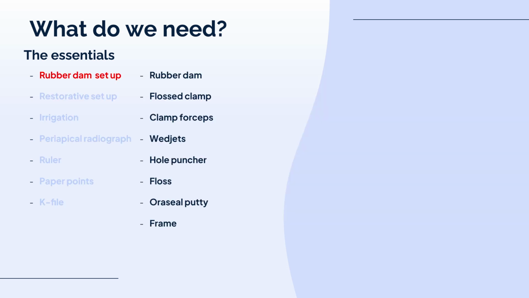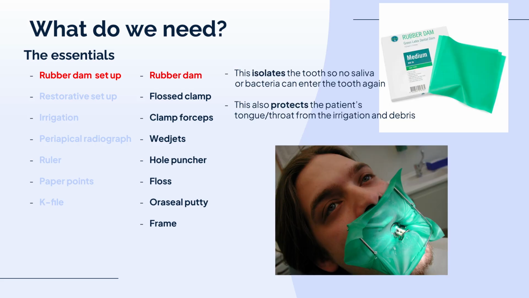Okay, so what do we need? We need the essentials. So rubber dam setup is your rubber dam, your flossed clamp, your clamp forceps, widgets, hole puncher, floss, Orasil putty or paste, and frame.